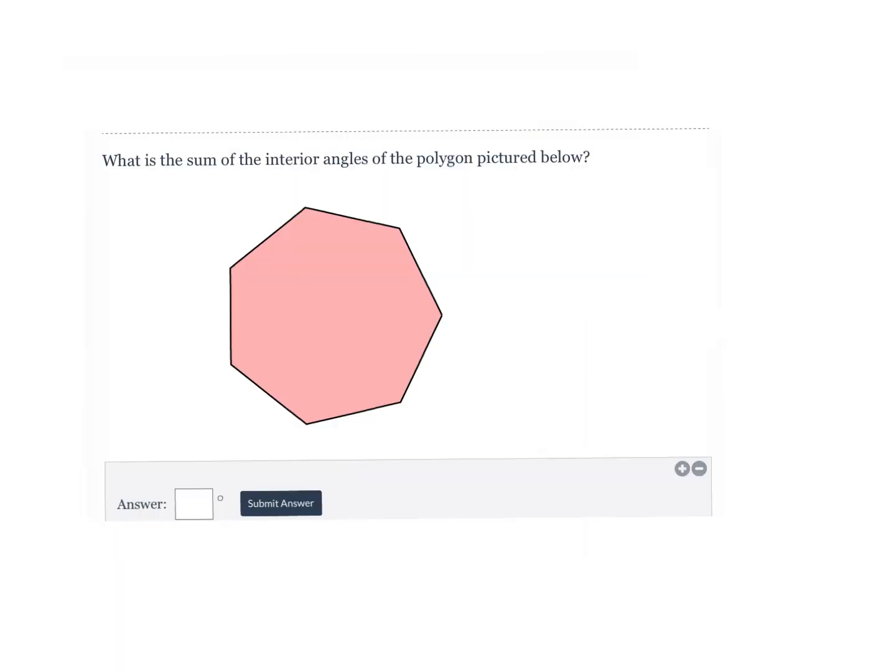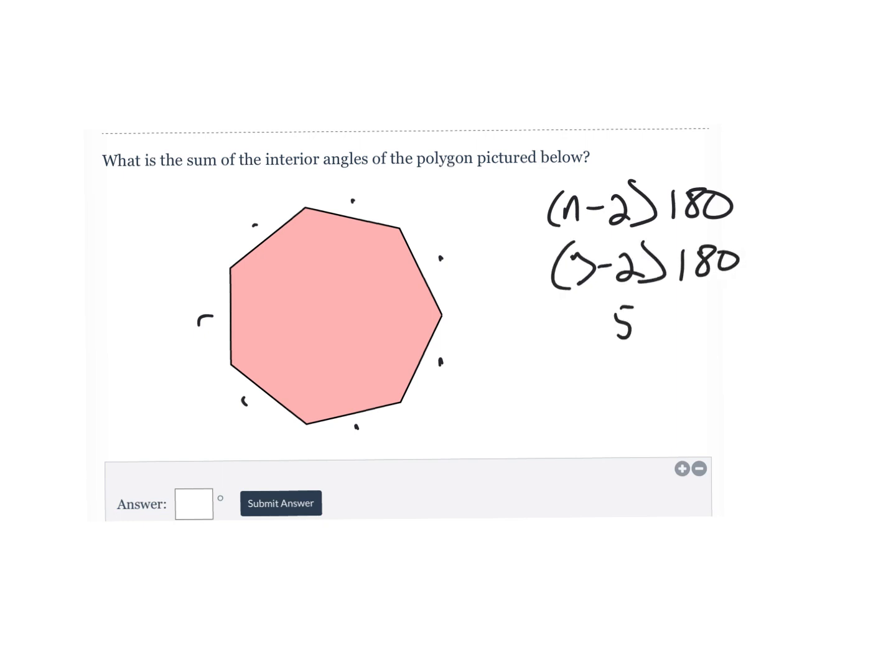All right, and this question says, what is the sum of the interior angles? Well, what we have just learned is the sum is equal to the number of sides, n minus 2, times 180. Well, if we count the sides, 1, 2, 3, 4, 5, 6, 7, we would just do 7 minus 2 times 180, which is 5 times 180, which equals 900 degrees.